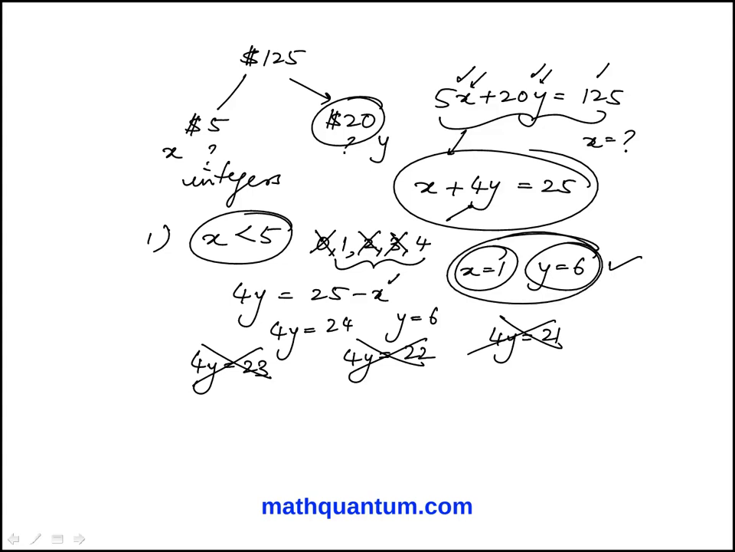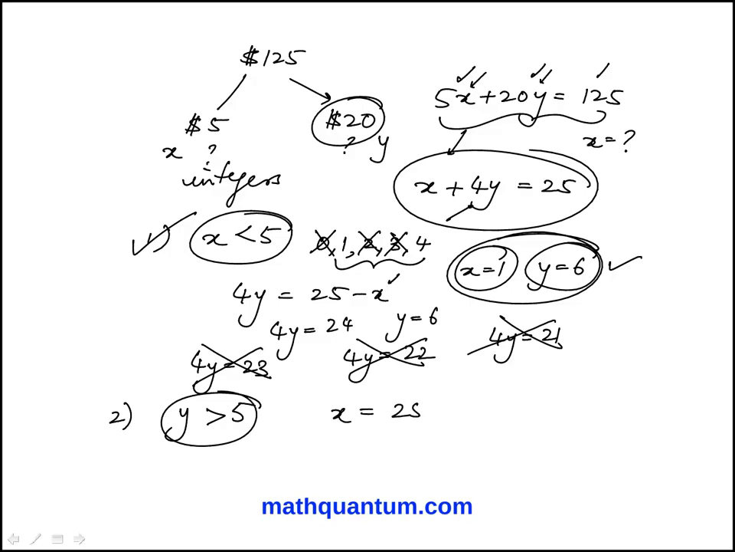So there's only one unique solution, which means you can say that Max has one $5 bill. So statement 1 alone is sufficient. Statement 2 says Max has more than 5 bills worth $20 each. So that means Y is greater than 5. So we can look at this relationship.